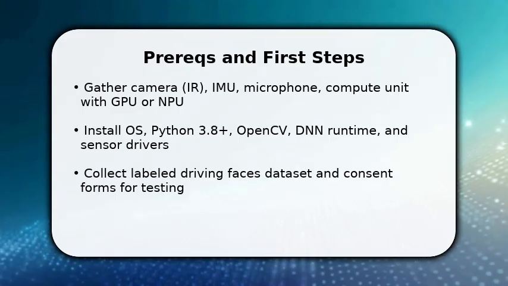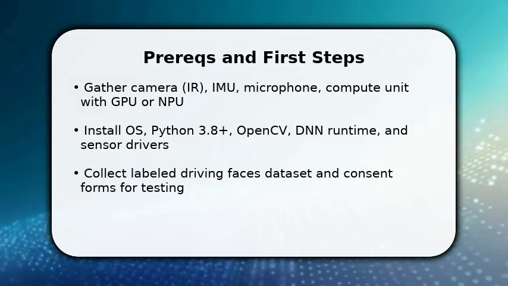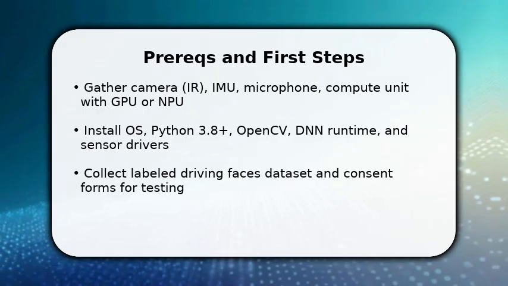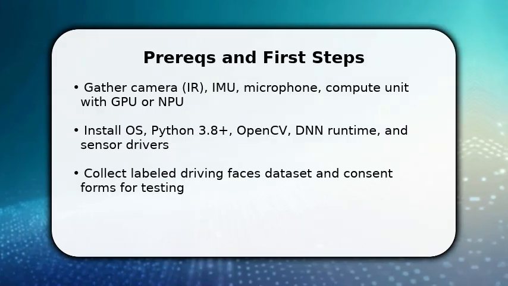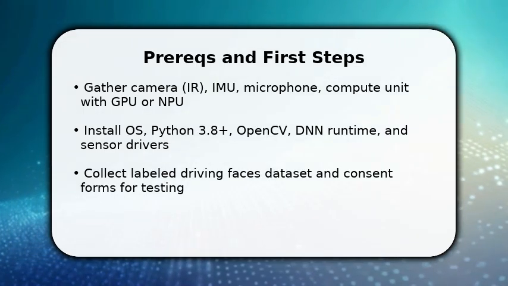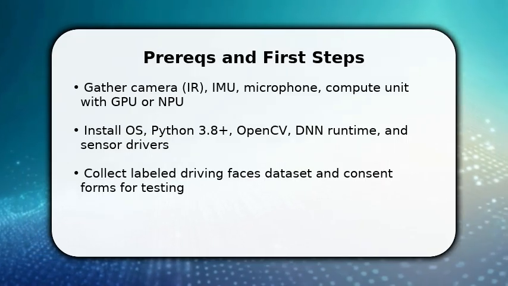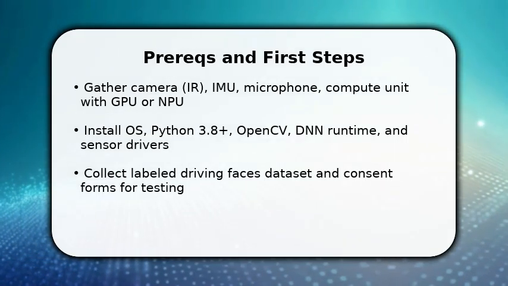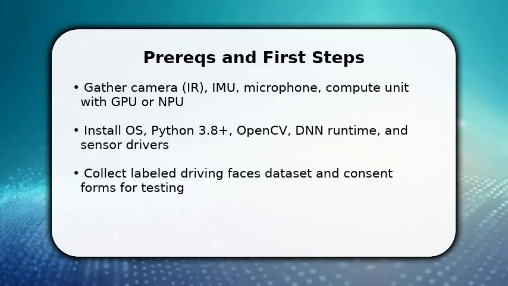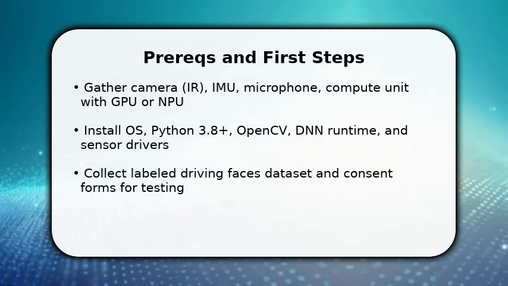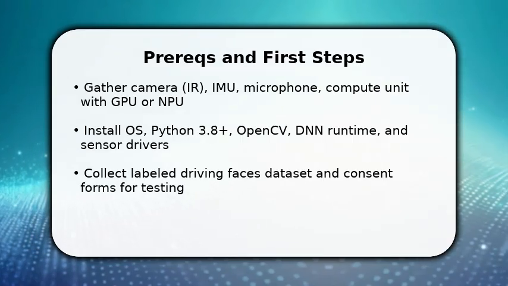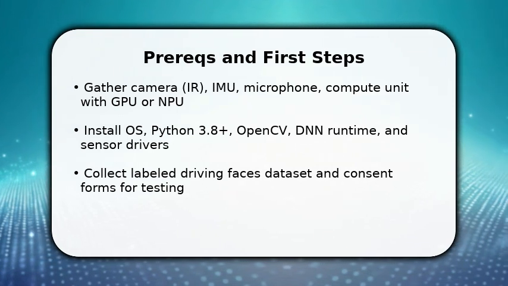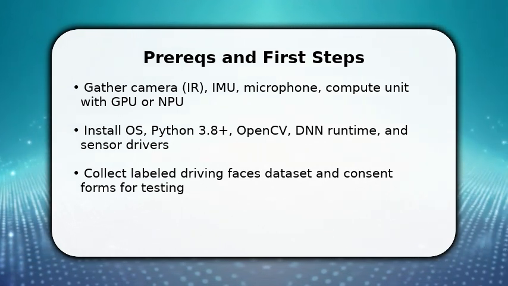You start by confirming hardware and permissions so development isn't blocked. Connect an IR-capable camera, IMU, and a compute unit with GPU or NPU, then install Python and OpenCV so you can prototype quickly. Once done, add a DNN runtime and sensor drivers so inputs stream reliably. Also prepare a labeled dataset and test consents. You need annotated examples for training. Make sure to verify USB and power stability now, because unreliable capture ruins later steps.